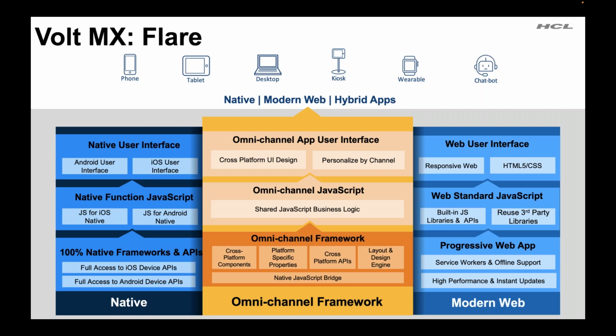That is, if you're building for web, it will be web. So it has that capability. If you're building for native, it will have that, and it will run as native. It will have 100% access to the native APIs, right? And if you're building for web, whether it is a progressive web app or responsive web with support for service workers and offline support, high performance, all these capabilities are baked in. And this is an omni-channel framework, which is ensuring that your application logic is running across all this.